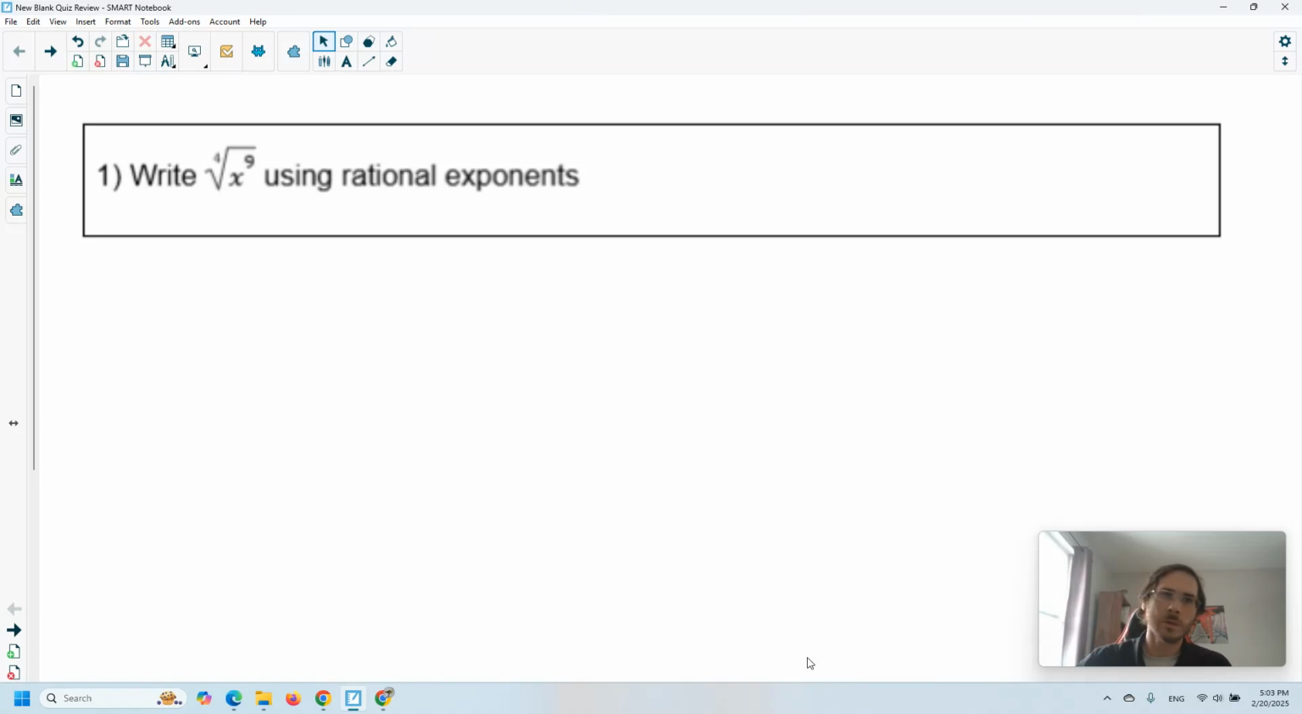This is the quiz for Unit 6. So with number 1 here, it says we want to write the fourth root of x to the ninth power using rational exponents. Remember, for a rational exponent, we've got to turn this thing into a fraction.